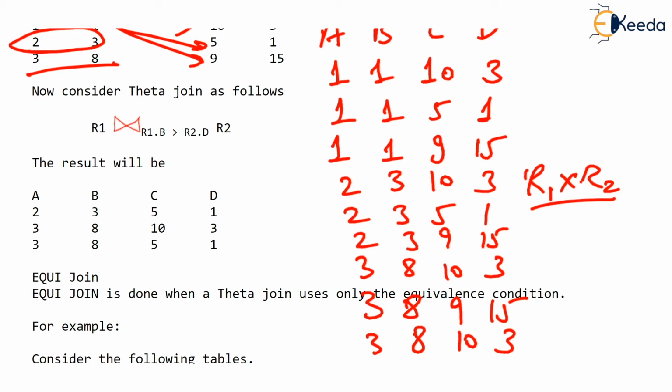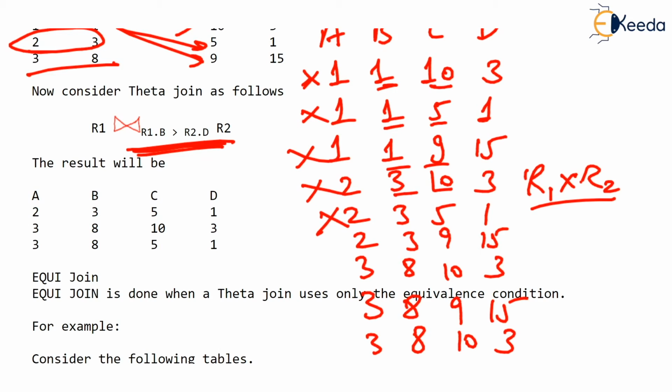And then we are running a condition. The condition is R1 dot B should be greater than R2 dot D. So wherever B is greater than D, the row is kept. This is false here. False again, 1 greater than 5, not true. 3 greater than 10, again false. 3 greater than 5, false. 3 greater than 9, 8 greater than 10 is false, 8 greater than 9 is false.